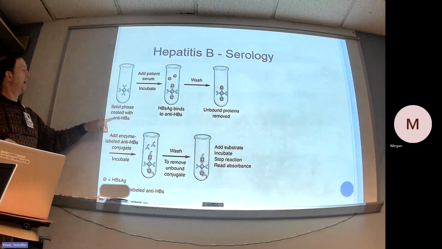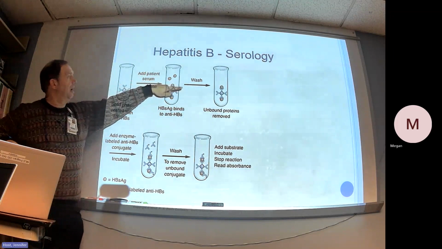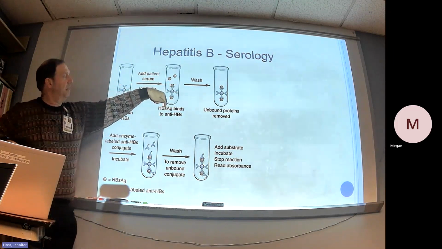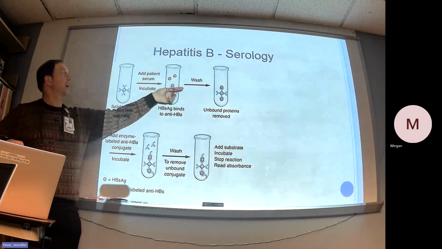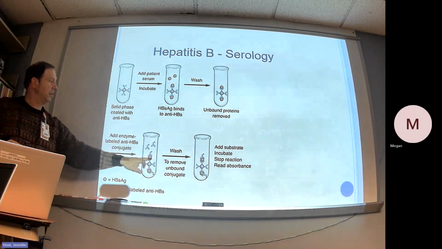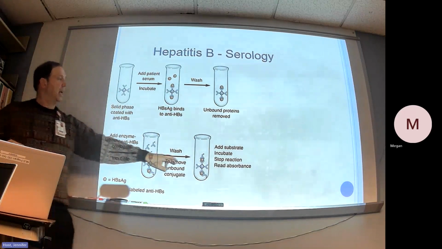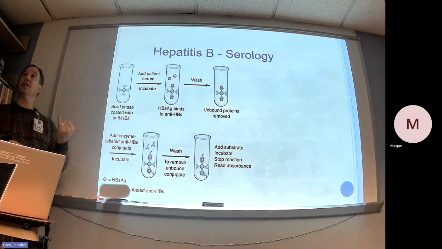So here's your solid phase anti-HBs, and you're looking for a hepatitis B surface antigen binding to your anti-HBs. So this is an antigen test. You wash away everything you don't need. You're keeping this, you're sandwiching your antigen, and then you're positive, and that says that you are positive for antigen.